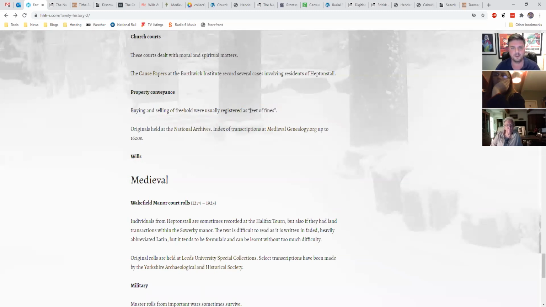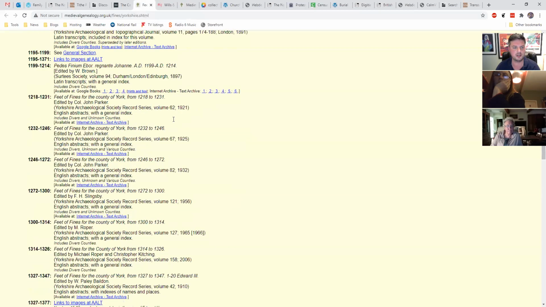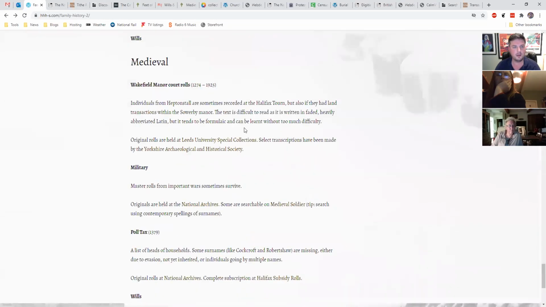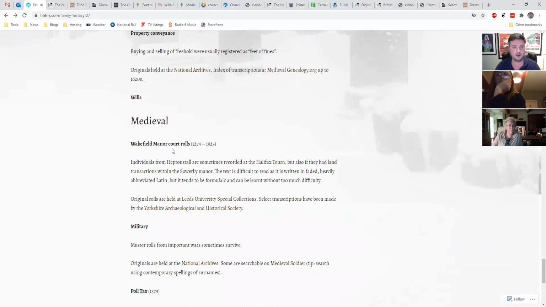And then there's feet of fines, they're called, which Medieval Genealogy has a list of indexes which are worth a look at. So if you go through some of these, you can search for people's names. They only got to 1625, but I think they ran for another 200 years afterwards. And wills. Medieval, right. Wakefield Manor court rolls.